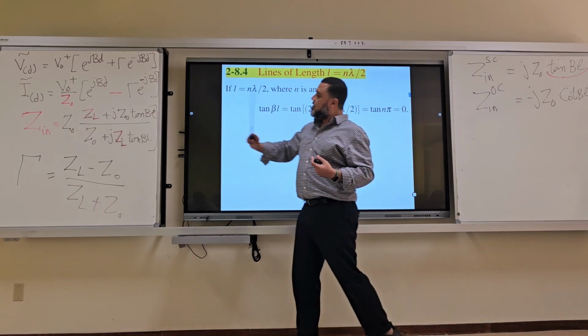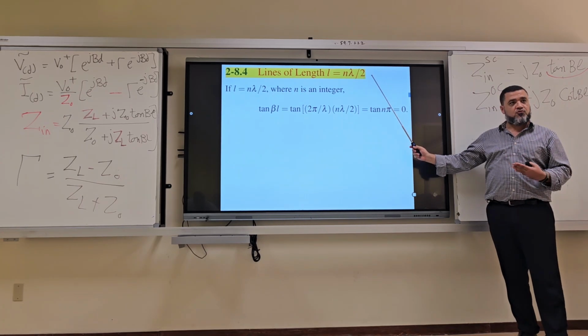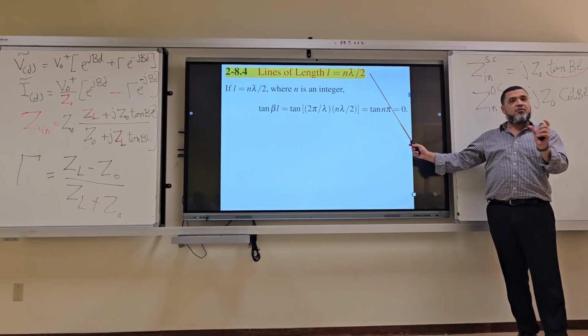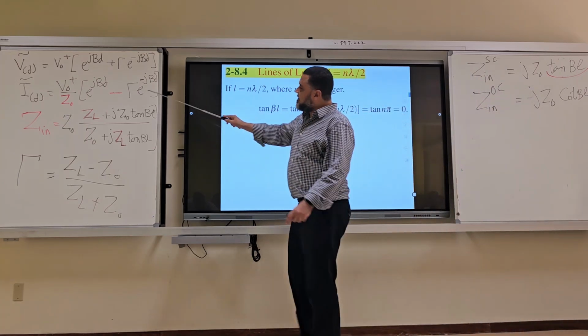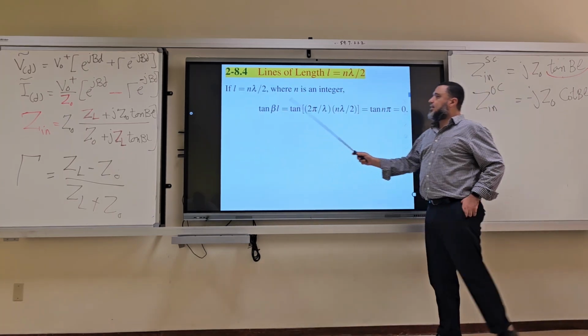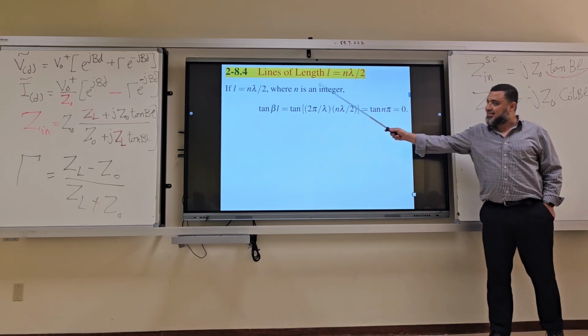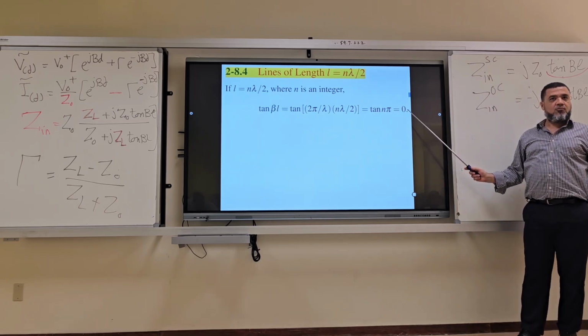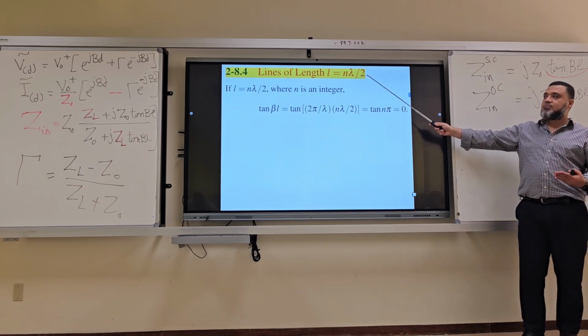What is the input impedance when the length of the line is an integer multiple of lambda over 2, the half wavelength? What's tan beta L? Beta is 2 pi over lambda, and L is n lambda over 2. If you take the tan, it gives you 0. Agree? In case the length is an integer n times lambda over 2.